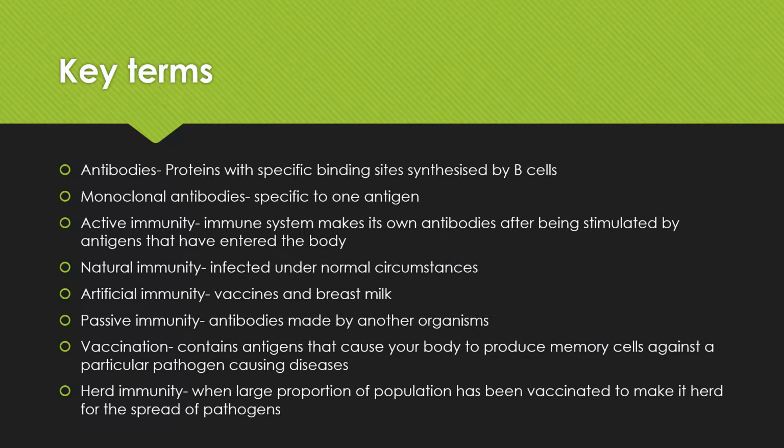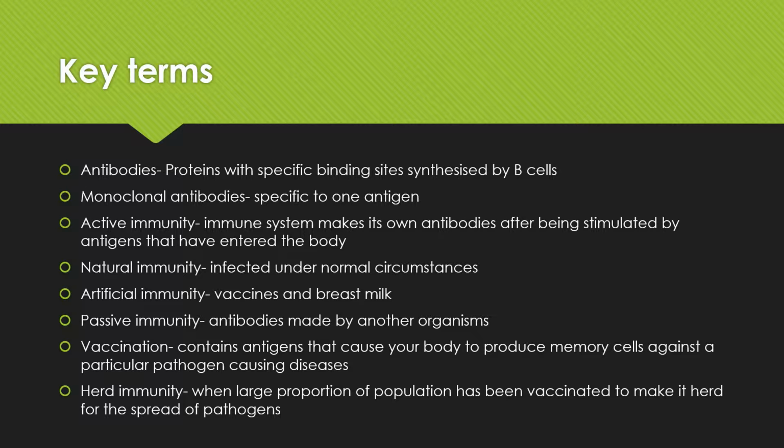Key terms. Antibodies are proteins with specific binding sites synthesized by B cells. Monoclonal antibodies are specific to one antigen. Active immunity is when the immune system makes its own antibodies after being stimulated by antigens that have entered the body. Natural immunity is when you are infected under normal circumstances. Artificial immunity: vaccines and breast milk are examples of active immunity. Passive immunity is antibodies made by another organism.